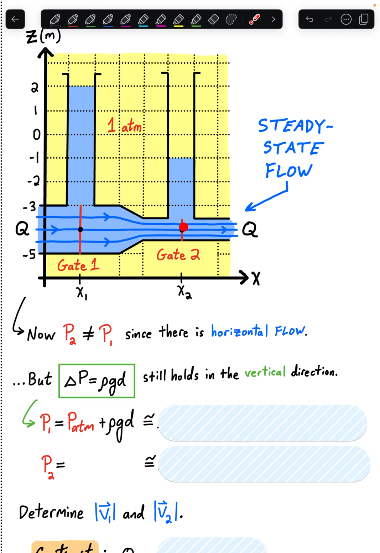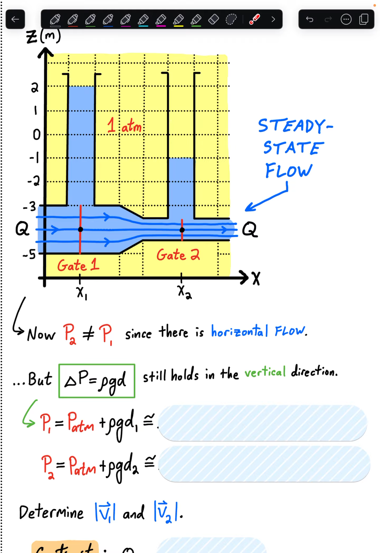The pressure over here at 2, we can find from the same argument. Pressure at 2 is equal to the pressure here at the air-water interface, plus rho g d, where the depth here is 1, 2, 3 meters deep. So I guess we should say rho g d2 versus rho g d1 right there.